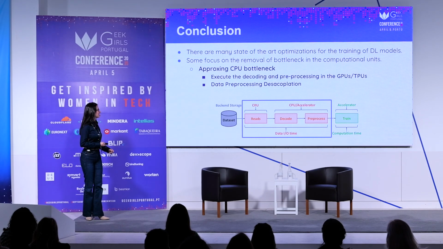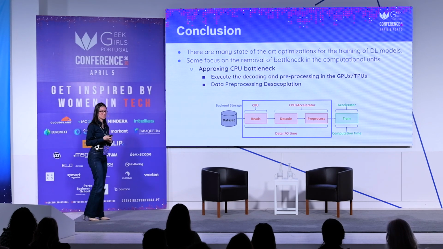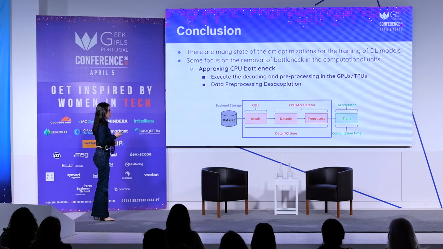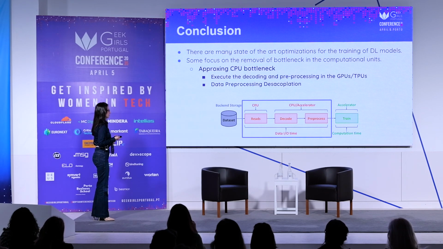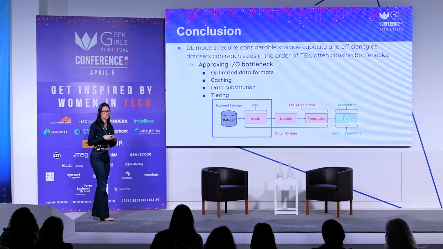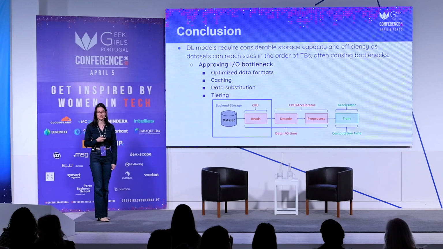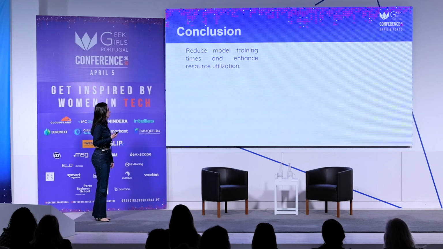So we can count on decoding and preprocessing being pushed to the accelerators, that are the GPUs and TPUs. We can count on preprocessing decoupling, and then, on a more data obtention focused approach, you can count on prefetching, data loading parallelization. You can count on caching and tiering and data substitution.